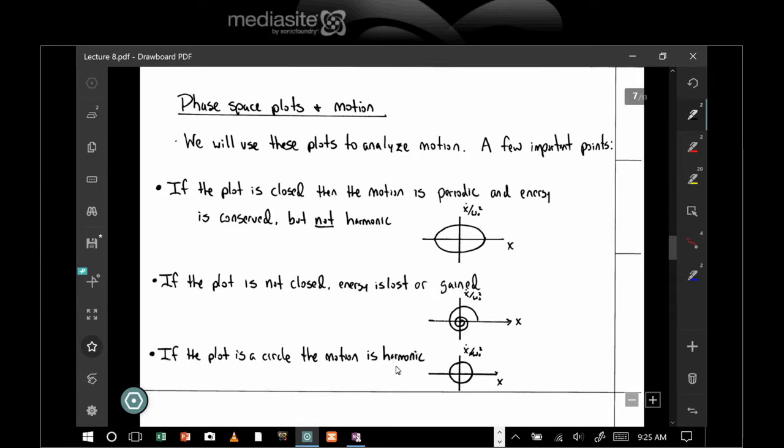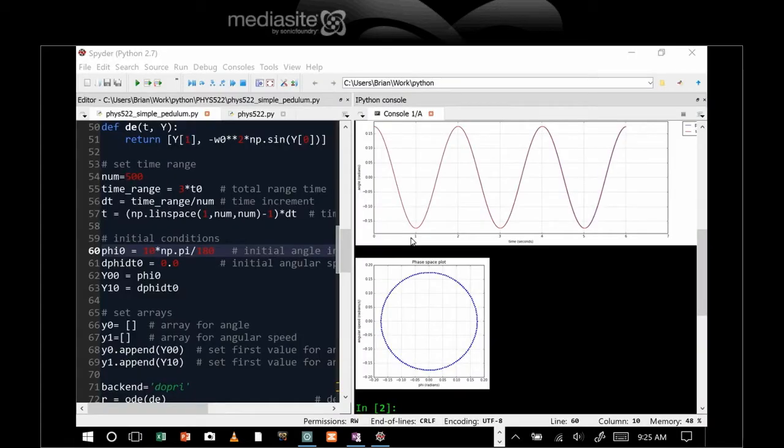All right, so let's take a look at a couple of phase space plots. Here I'm using the simple pendulum differential equation solver that we've been using all along. I solve for a pendulum motion with an initial angle of 10 degrees. Like we talked about before, I can see that the motion is simple harmonic motion. And now I can take a look at the phase space plot, and you can notice that it looks like a circle.